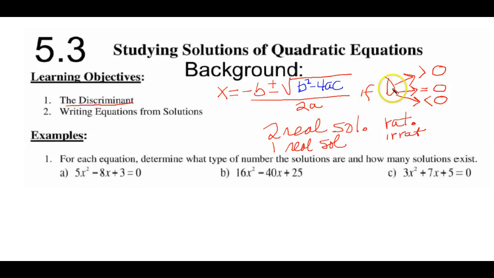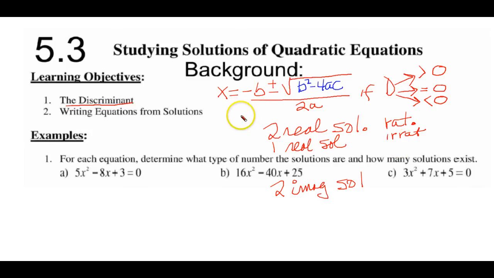Now, how about if the discriminant ends up being less than 0? That is, there's a negative value under here. So the discriminant is negative. Then you're going to get 2 imaginary numbers as a solution. Okay, so this is a little summary of what's going on and what they're asking here. So for each equation, and these are quadratic equations, what type and number of solutions will you expect to get?